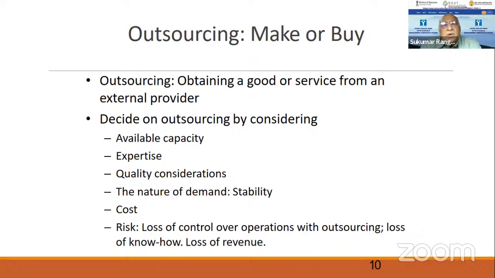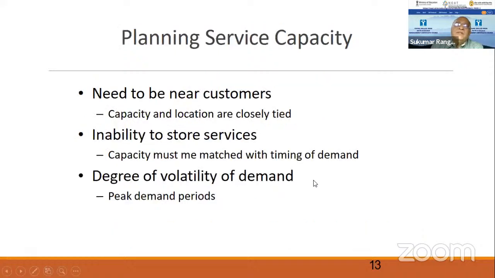You need to ensure that the party to whom you're outsourcing has the expertise, has the capacity, takes good care of the quality during the process of realizing that particular product, has stability in production, keeps the cost low, and does not lose control over his own operations. So these are all the key elements.